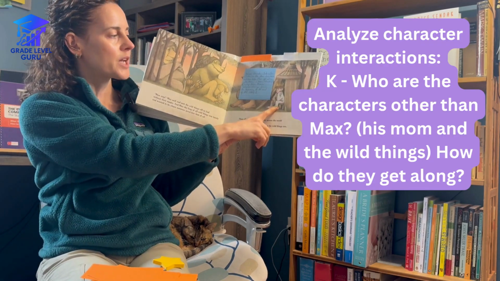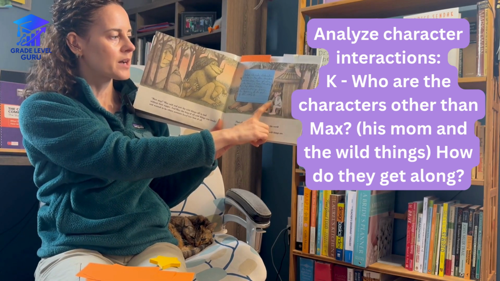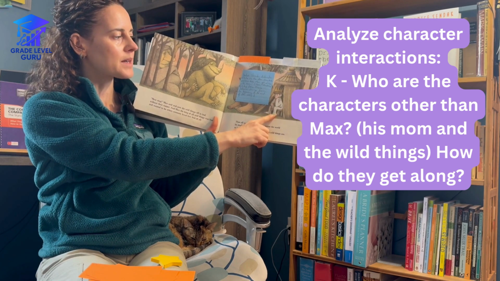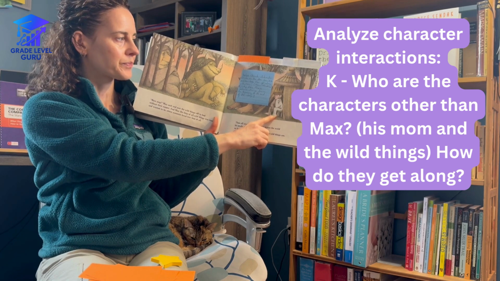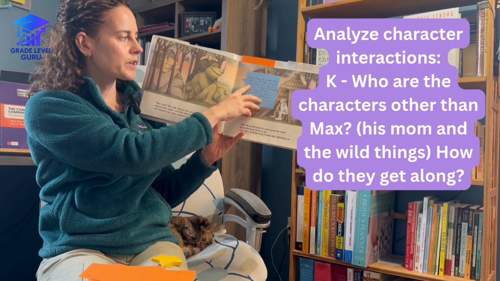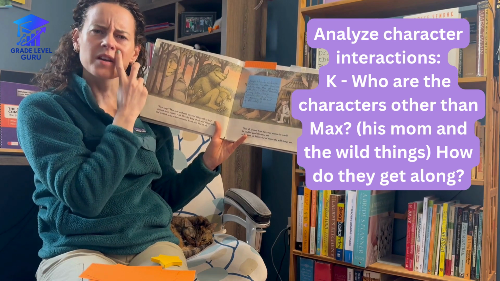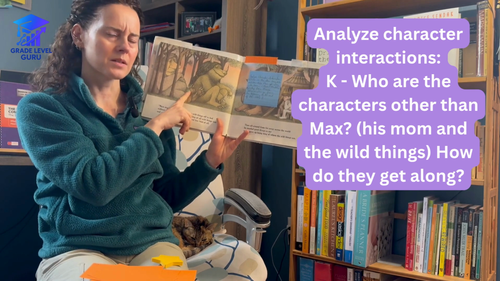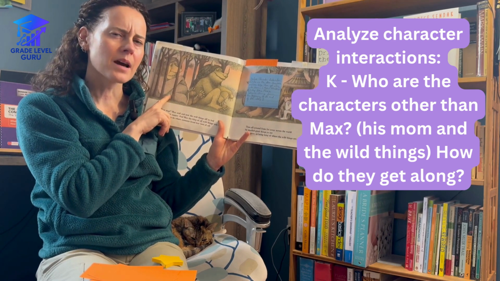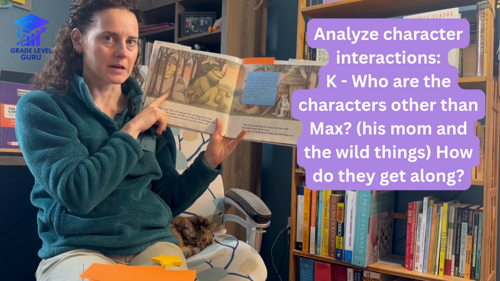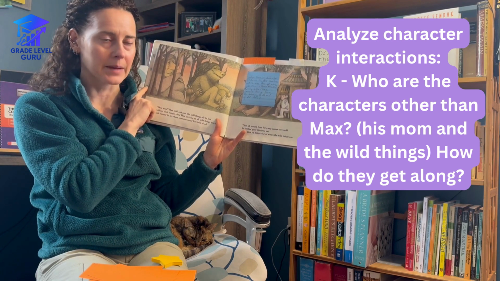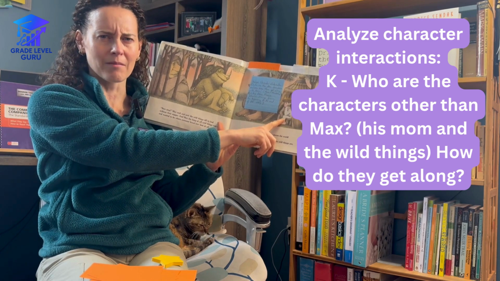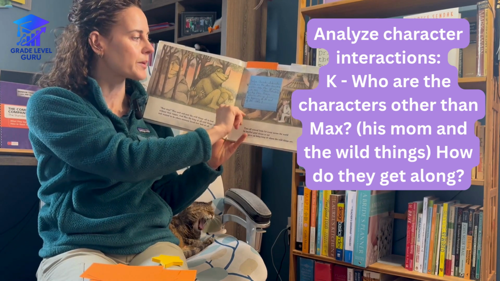Now we have a really big change in the character, and we're going to analyze some character interactions here because up until now, Max has had a great time. So, a question for your kindergartner. What other characters are there in this story? Max is the main character. They're definitely going to get the monsters. But they might not remember that Max's mom is a character in this story way back in the beginning. So this is a good time to remember, who is he thinking about? That person is a character in the story.